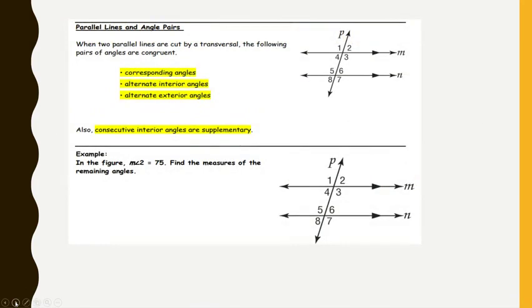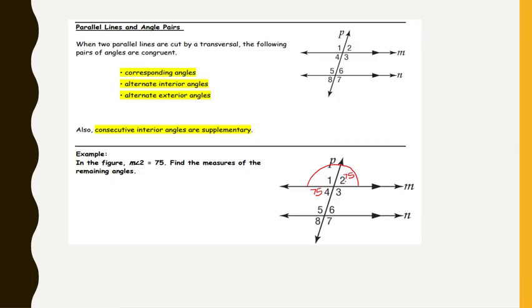All right, okay, we've talked about parallel lines and a transversal cutting right here. So you get these types of angles, also consecutive interior and supplementary. Okay, so it says in the figure, angle 2 is 75. So we're going to call this 75 degrees. Okay, so let's use what we know. Well, the angle straight across is a vertical angle, angle 4. It has to be what? 75 degrees.